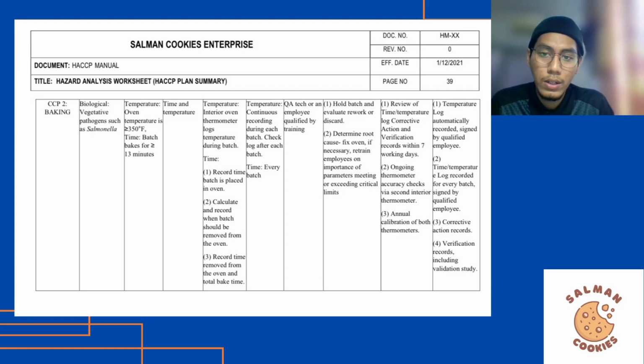And also if there's any corrective action that should be done, the cookie batch that was being cooked must be held and checked, such that the cookies can be re-evaluated, reworked, baked again, or the batch must be discarded from the process itself. And also the employees must determine the root cause of the problem itself, so it might not happen in the next batch of the baking process.